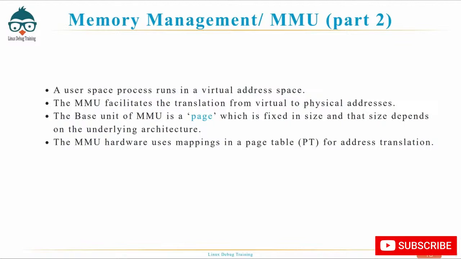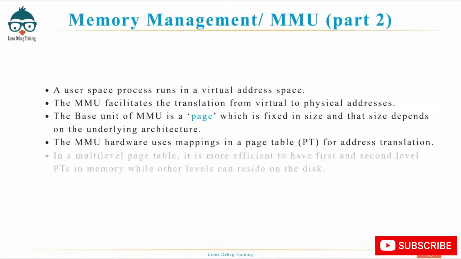In modern computers, the virtual address space of a process is often much larger than the physical memory available. Creating a single monolithic page table that maps all possible virtual addresses to physical addresses would be impractical due to its sheer size and memory requirements. Multi-level page tables help manage the sparse address space much more efficiently. In a multi-level page table, it is more efficient to have the first and second level page tables in memory, while other levels can reside on the disk.